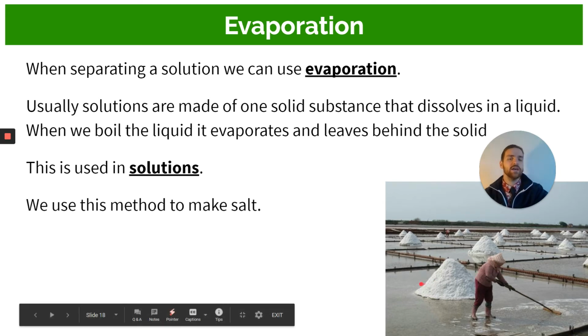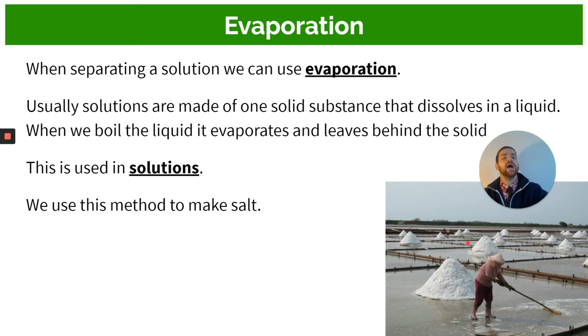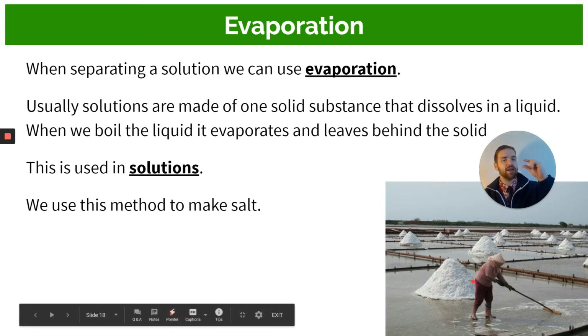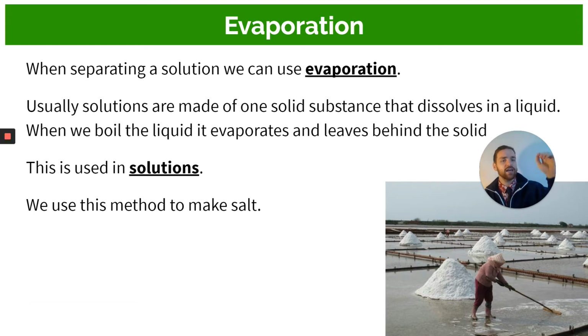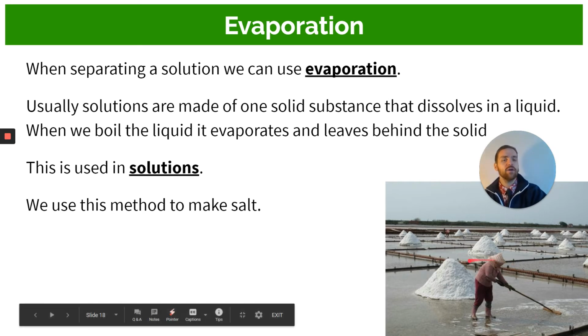What happens here is they get a whole lot of seawater from the ocean, and then they cover a small amount of land in very little seawater. They let the sun heat up that water and cause it to evaporate. So the water evaporates, leaving behind the sea salt.